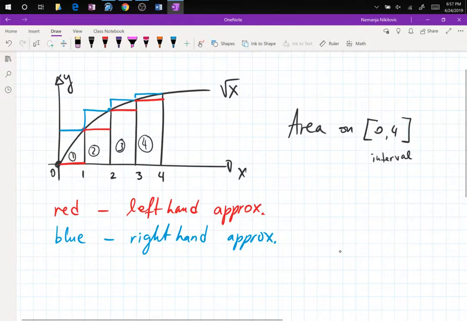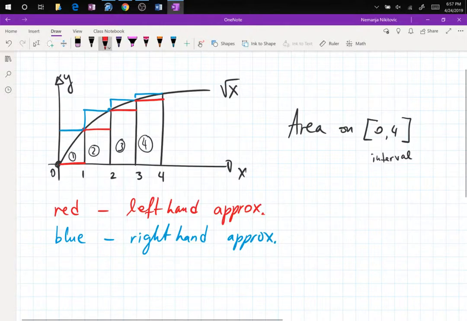Now the red ones in this case are going to undershoot the area. Do you see that the first rectangle is actually 0? There's not even area to the first rectangle because it just sits on the x-axis. So there's no height to it. So the first rectangle in red is 0, and then we have the other 3. So all of these are terribly wrong, right? But we can improve on them. And that's one of the great things here.